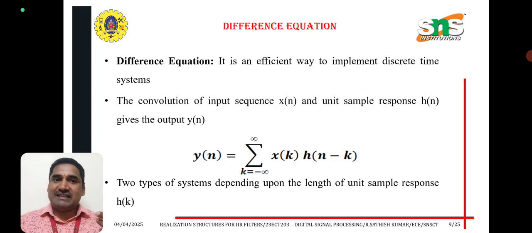Next one, difference equation. It is an efficient way to implement discrete time systems. The convolution of the input sequence and the unit sample response gives the output y of n. y of n is equal to summation k is equal to minus infinity to plus infinity x of k into h of n minus k.